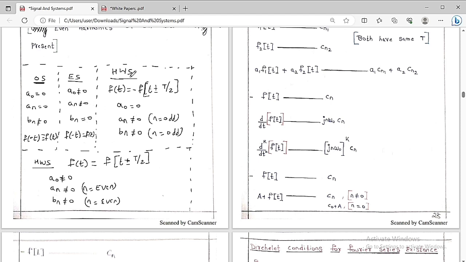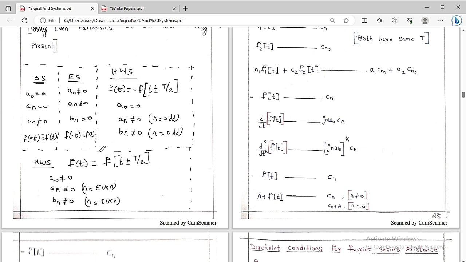Half-wave symmetry means f of t is equal to minus f of t plus or minus T by 2. If this condition is satisfied, then we can say this is half-wave symmetry. Then a0 is always equal to 0, an is not equal to 0 for n equal to odd, and bn is not equal to 0 for n equal to odd. What is the meaning of this? an is equal to 0 for even values of n and bn is equal to 0 for even values of n. This is what I am trying to tell you.